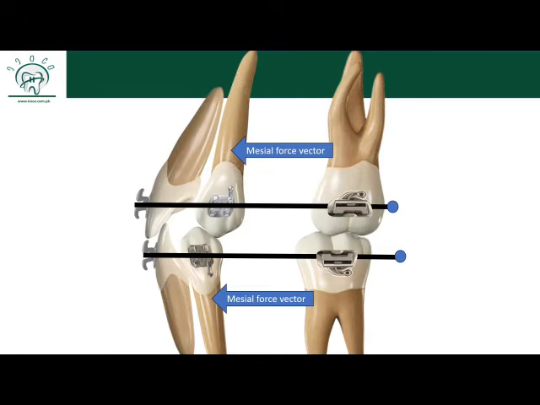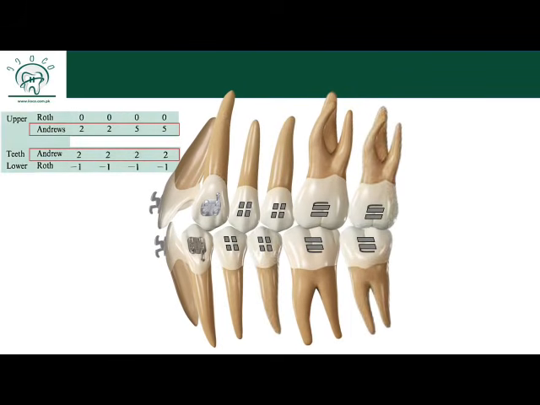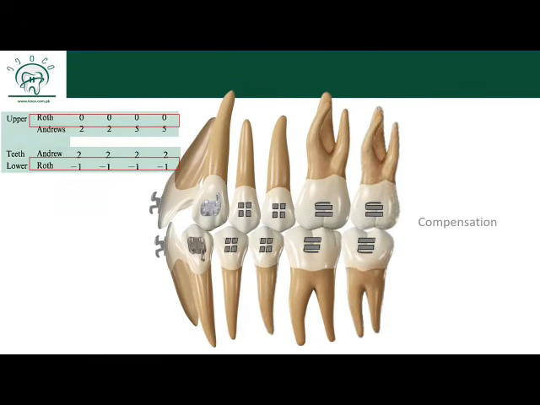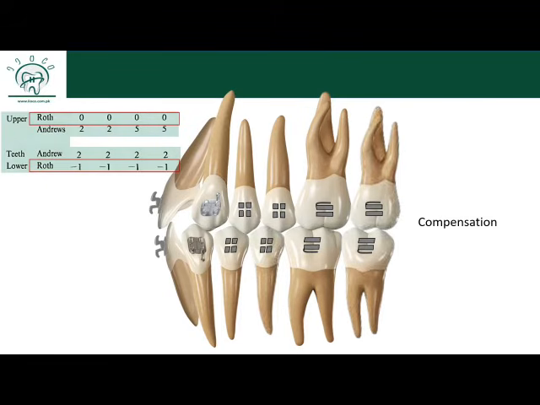To overcome this problem of anchorage loss of the posterior teeth, he reduced the tip values of upper and lower premolars and molars. Upper molars are uprighted as the tip values were made 0, and lower molars and premolars were distally tipped a little bit because he kept the tip values of these teeth at -1 degrees. Now when a mesial force vector is generated in the arch wire because of the mesial movement of the canines, there is minimal anchorage loss because you have already compensated by tipping these teeth a little bit distally.